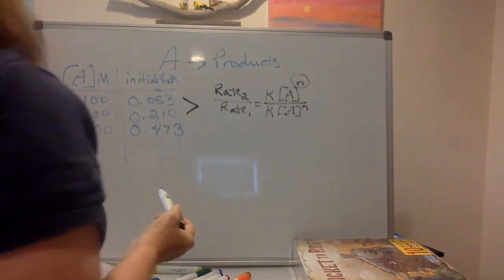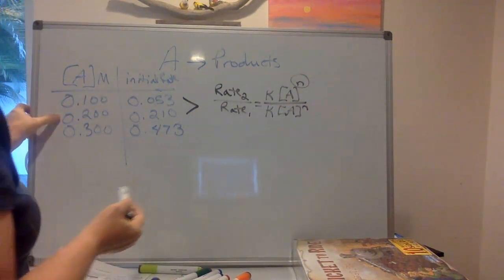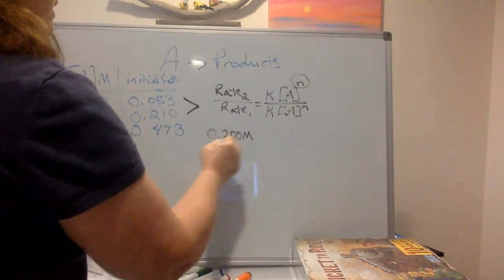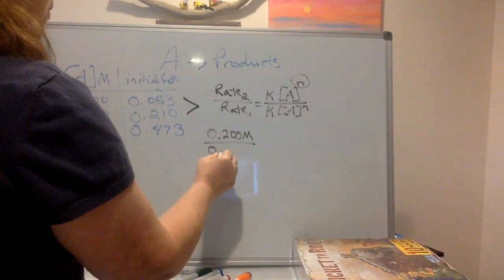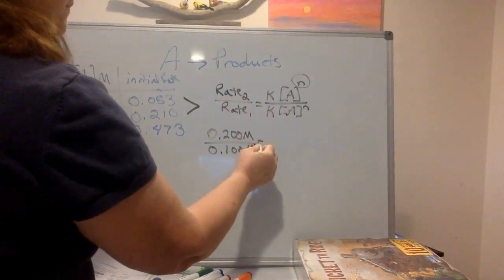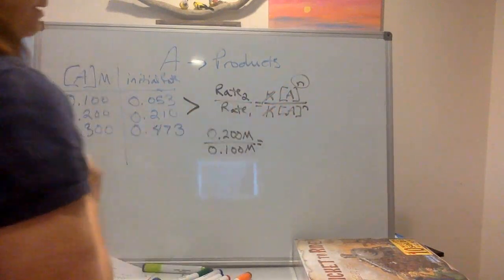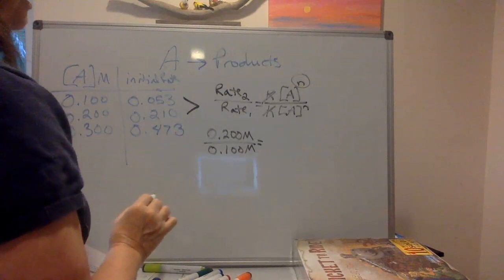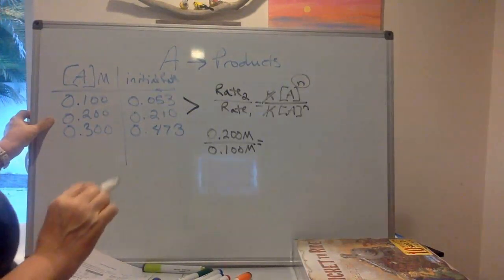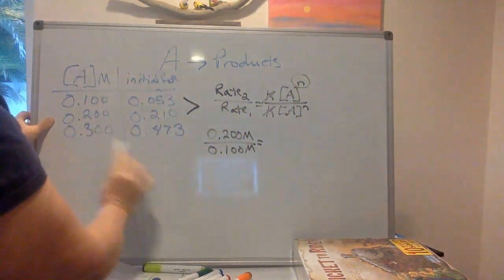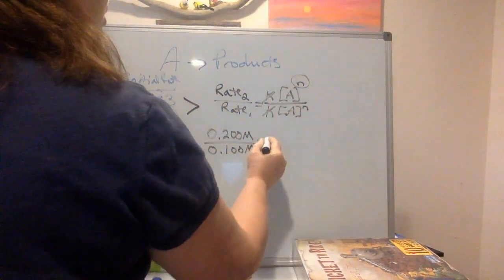So now what we're going to do is fill it in with the information that we have. We have 0.2 molarity divided by 0.1 molarity, because that's rate 2 and rate 1. My K's cancel because they're the same regardless of equation. The only time K is going to change is if a condition changes. But this is held at a constant temperature, so nothing has changed.